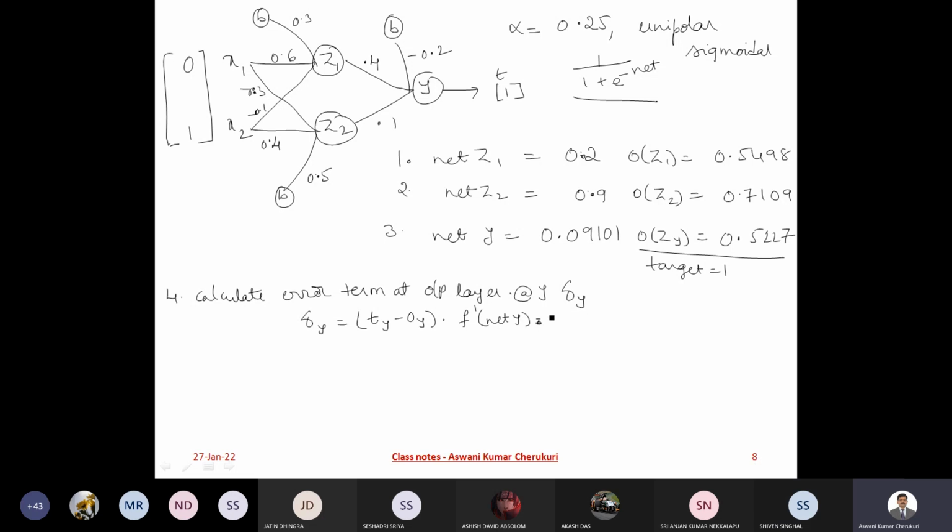This comes with the formula f dash net y for 1 by 1 plus e power minus net. What have we set? You have lambda into f net y. Since the lambda value is not given, or I have given it as 1, you remove lambda. So what you get is ty minus oy into f net y into 1 minus f net y.